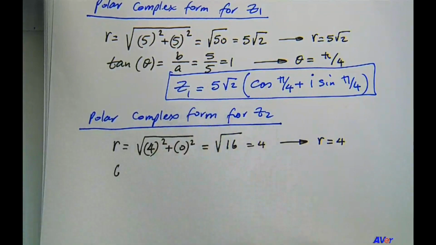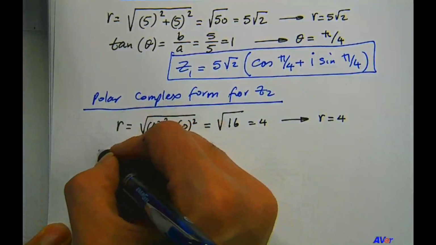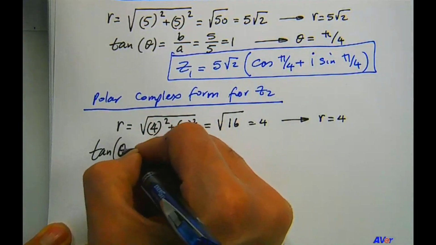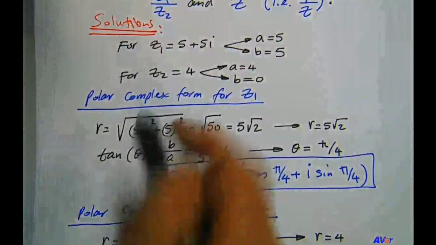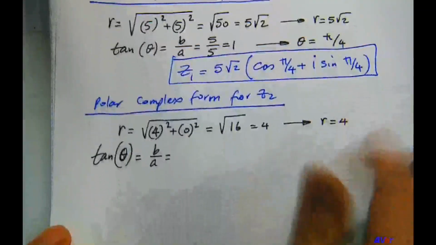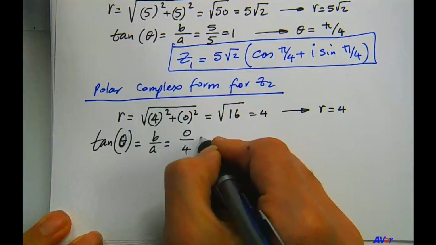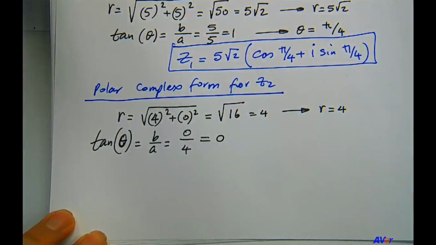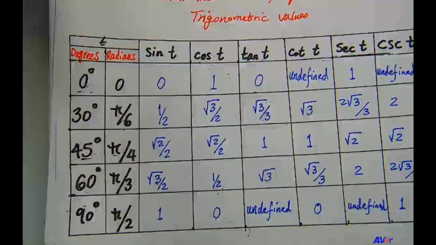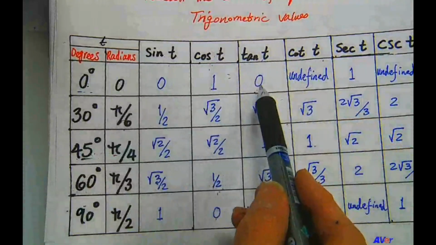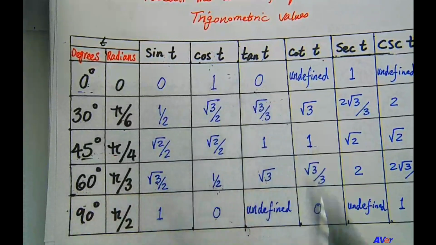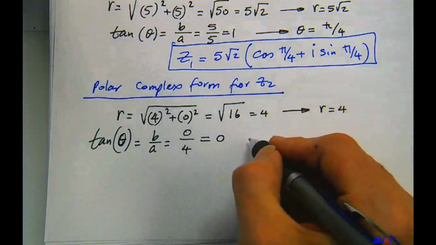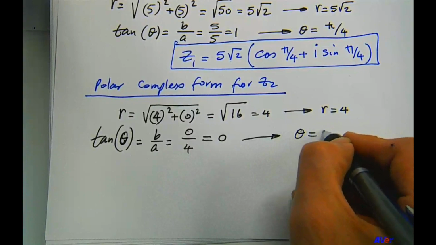So we know that the tangent of theta is equal to b over a. In our case, in z2, b was 0, a was 4. So 0 divided by 4 is 0. Okay, so the tangent of what angle is 0? The tangent of 0 degrees or 0 radians is 0. So theta is equal to 0.